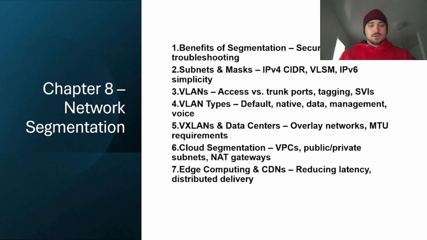Next is Chapter 8, Network Segmentation. The benefits of segmentation include security, performance, troubleshooting. It has subnets and masks, which is IPv4, CIDR, VLSM, and IPv6 simplicity. We have VLANs, which involve access versus trunk ports, tagging, and SVIs. Then we have VLAN types: default, native, data, management, and voice. Then we have VXLANs and data centers, which involve overlay networks and MTU requirements.